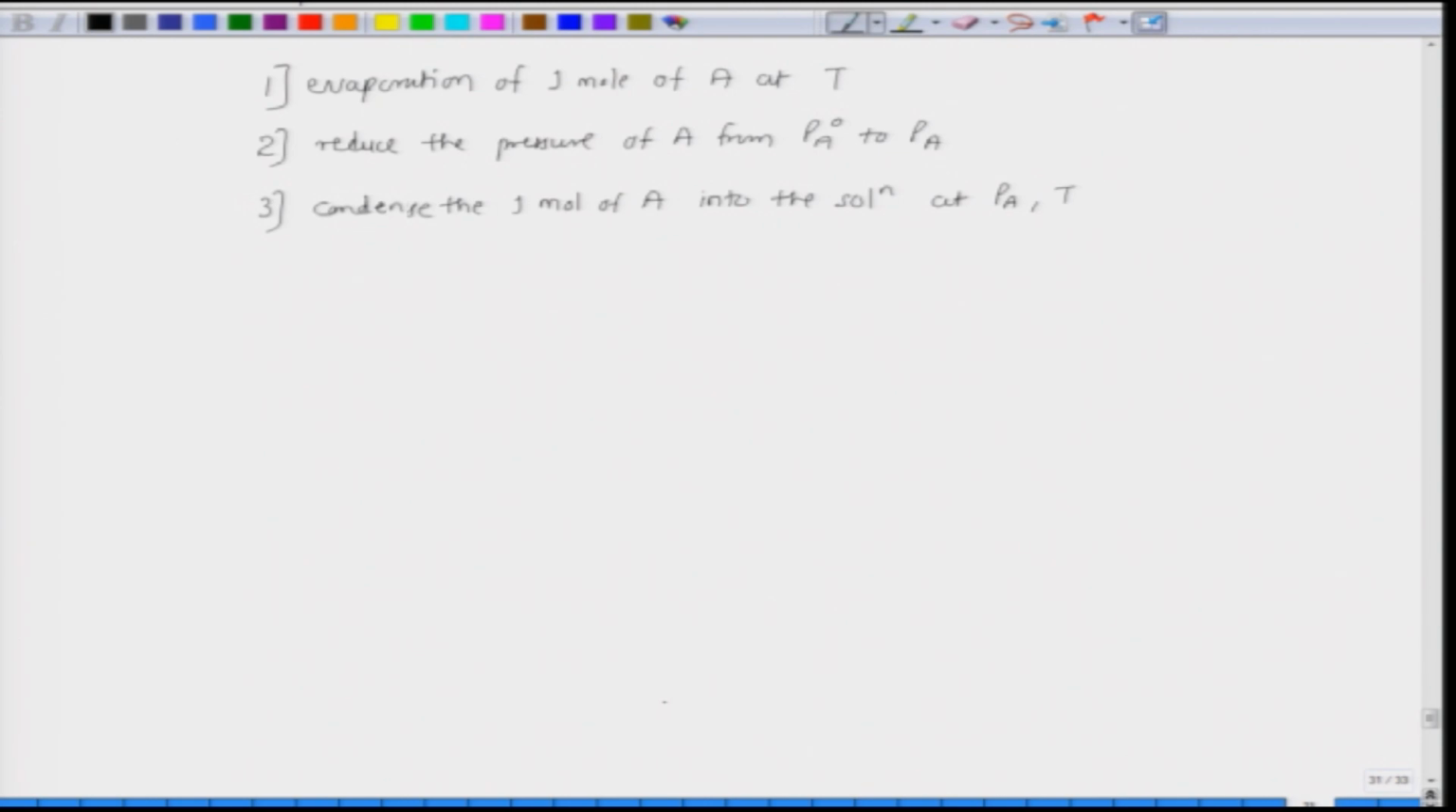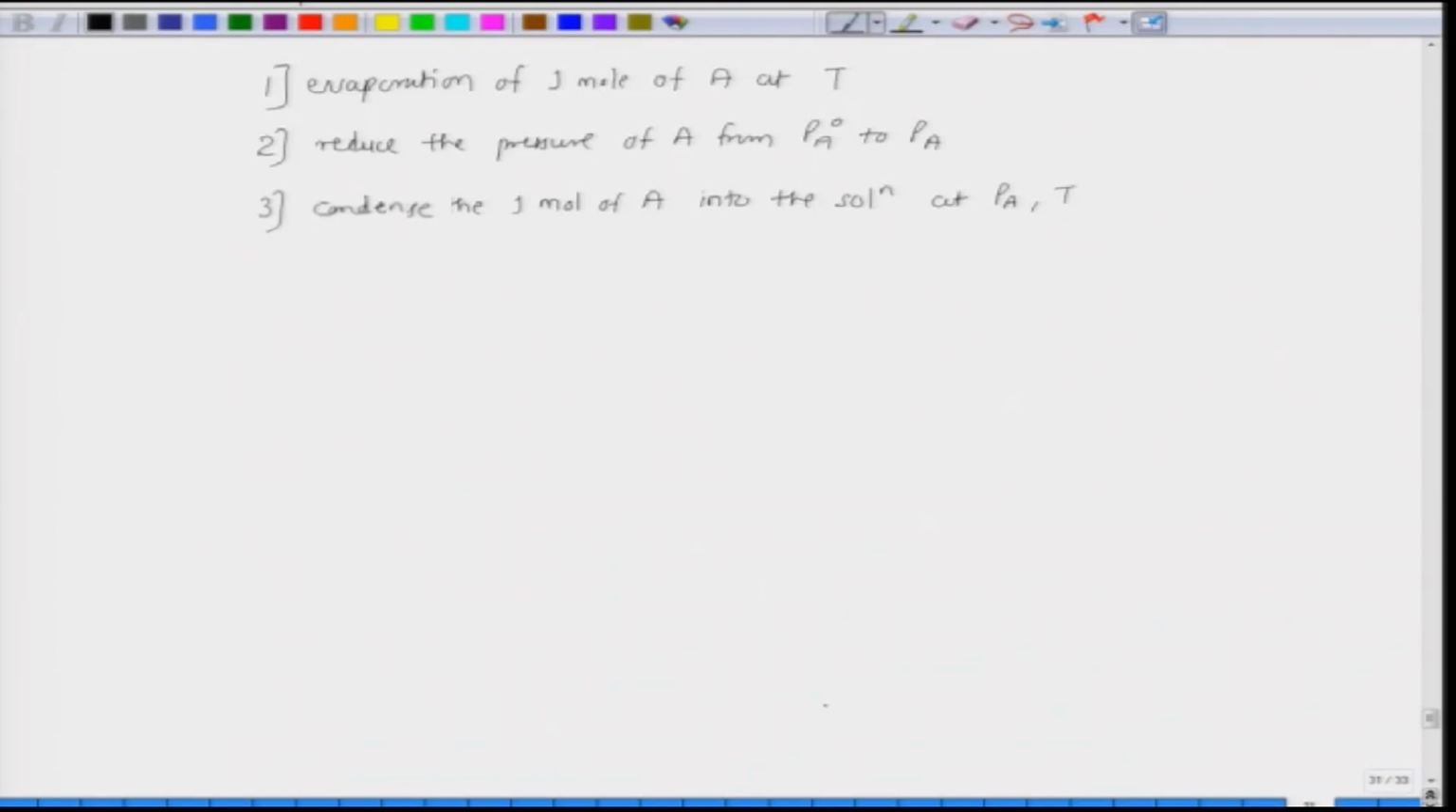So, steps 1 and 3 are essentially reversible processes. Evaporation of 1 mole of A at T and P A 0 is reversible. Similarly, step 3 is reversible, but step 2 is an irreversible process. So, there will be a Gibbs free energy change associated with step 2. Now, we can replace this with a reversible process and find out what the Gibbs free energy change associated with it is. So, essentially we are trying to see what dG is.